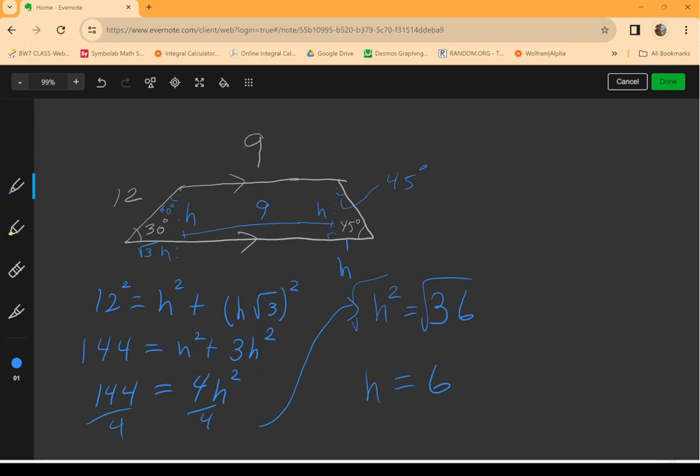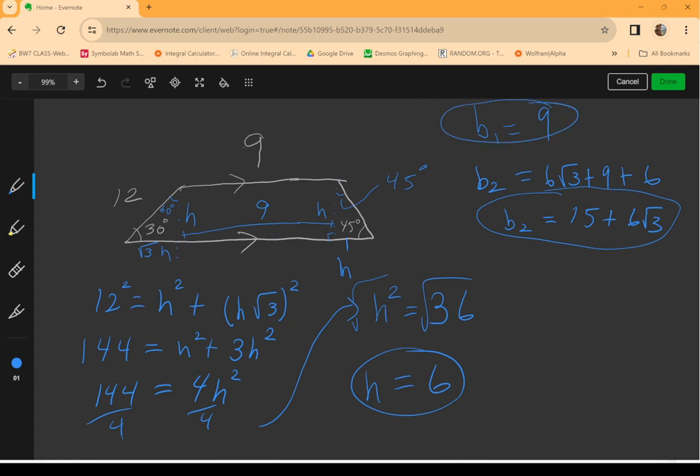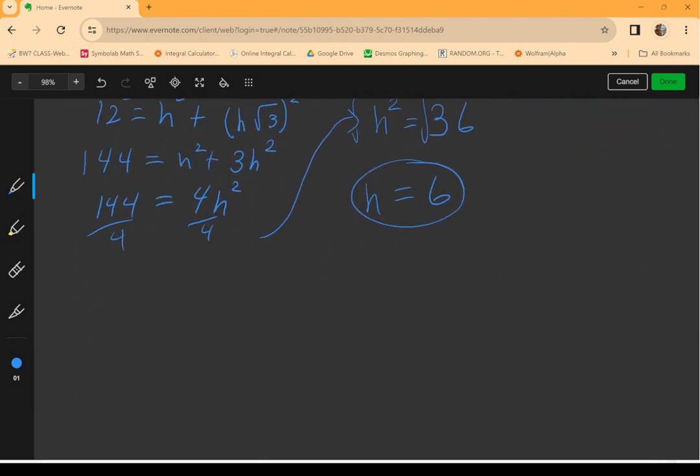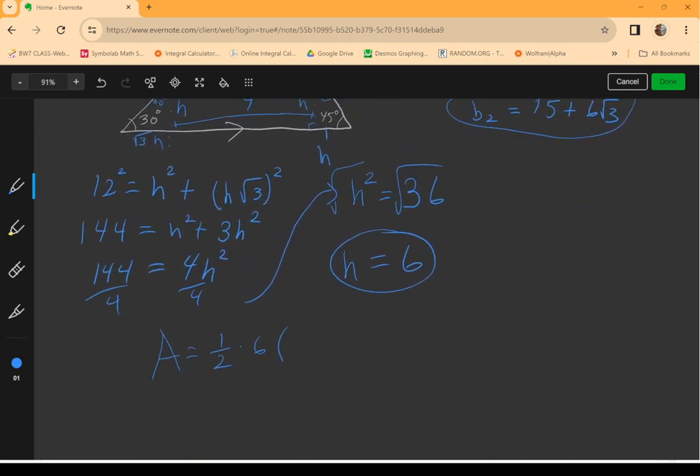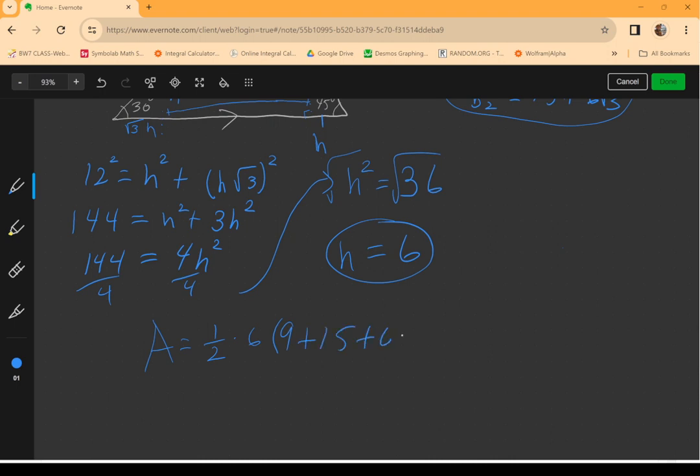Okay. So now that means that base 1, I'll classify as 9. Base 2 is going to be all these three quantities: h√3, what I discovered was 6√3, plus 9, plus this other h here, which was 6. So base 2, simplifying here, we get 9 plus 6 is 15, plus 6√3. And of course h was 6. All right, so now let's plug in all these values. Area is 1/2 times 6 times base 1, which was 9, and base 2, 15 plus 6√3.